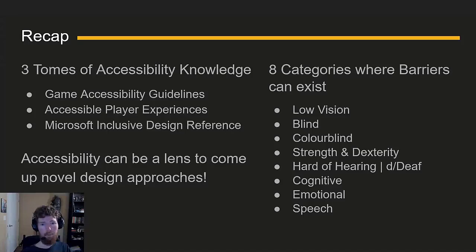So, a little recap. We have our 3 tomes of accessibility knowledge, our 8 categories where barriers can exist, and our big key point, hopefully giving you a new tool to help to create the next amazing accessible game.